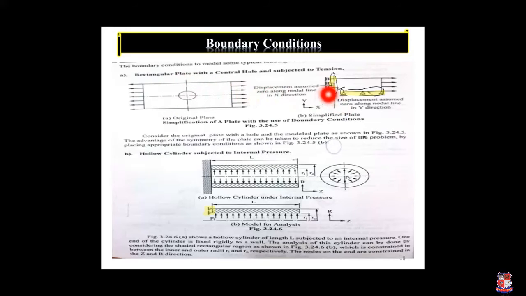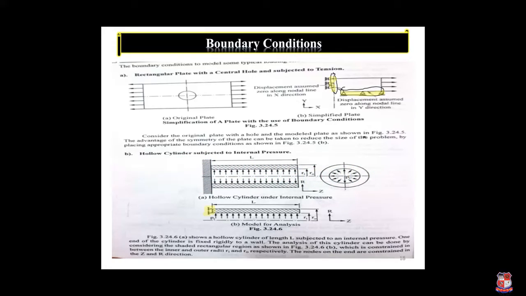Here the hole is there, otherwise we would have to find out for the whole plate, then subtract the circular portion. That is a little bit complicated in FE analysis, which is why this simplified form is used. Another example is the hollow cylinder subjected to an internal pressure.